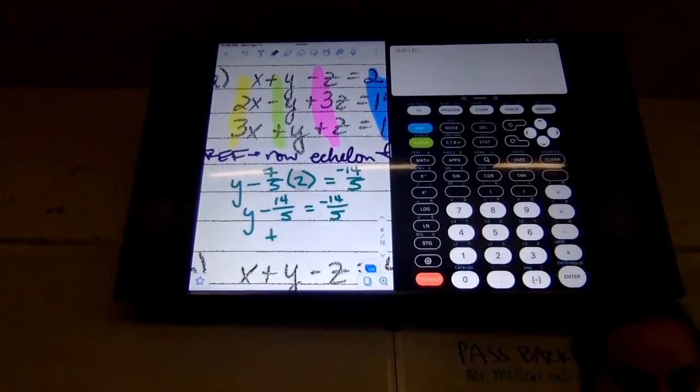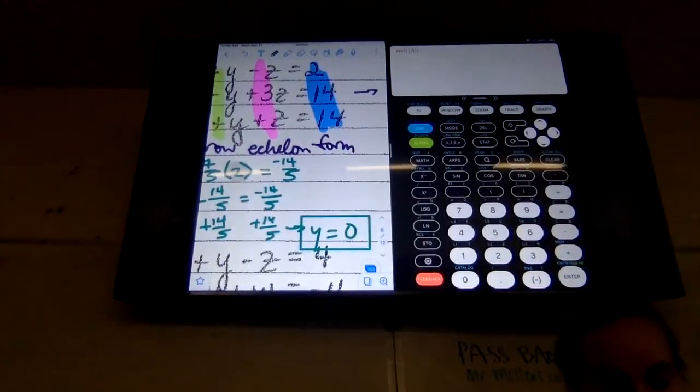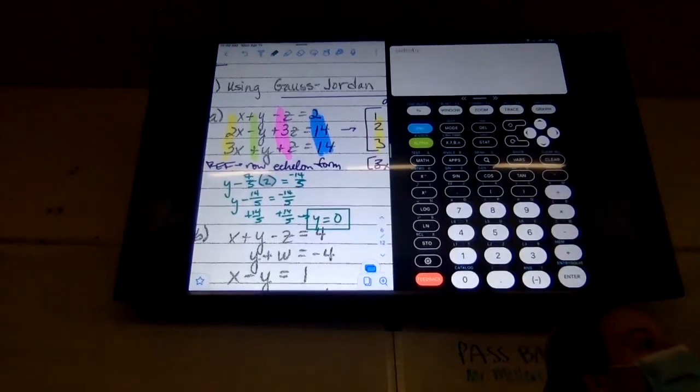If I add those 14/5 to both sides, y equals 0. Hey, it was really ugly, but now that's a nice answer, right? Y equals 0. I'm cool with that. Are you cool with that? We're just substituting. That's like an algebra skill. Substituting in y equals 0. That's the final answer for y.